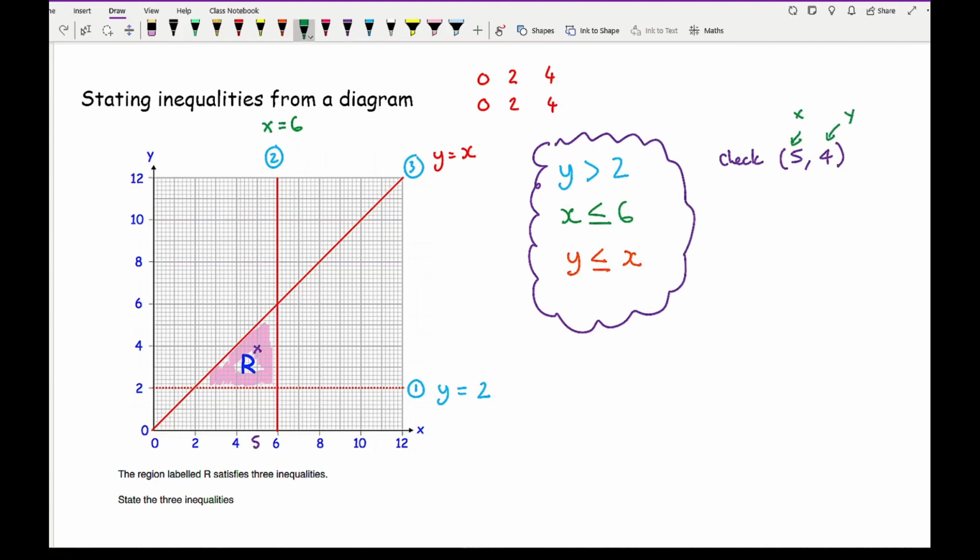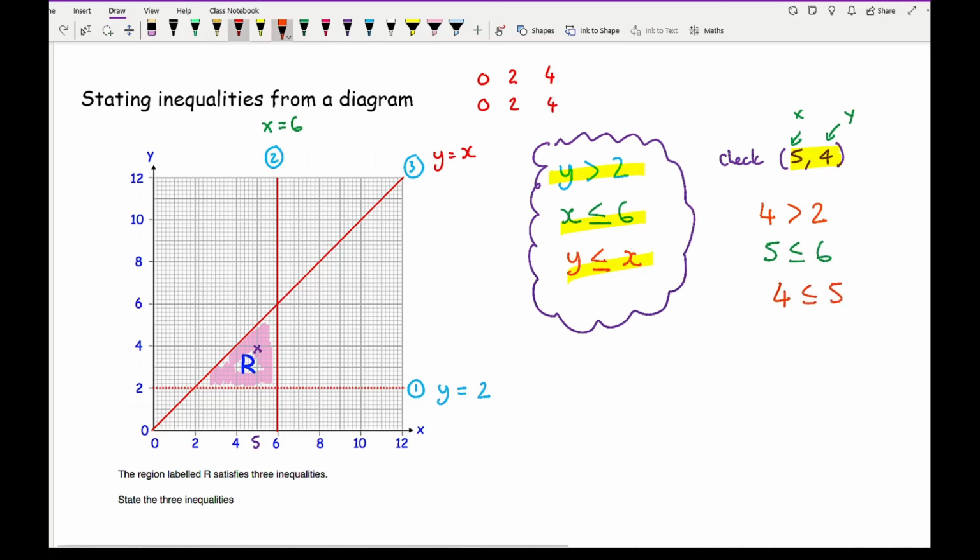Now all I'm going to do is substitute these two numbers into these three inequalities and see if it's actually true. So here I've got y is greater than 2, so I'm going to swap y with 4. I've got x is less than or equal to 6, but in this case x equals 5, so I've got 5 and 6. And here I'm going to swap both x and y, so I've got 4 and I've got 5.